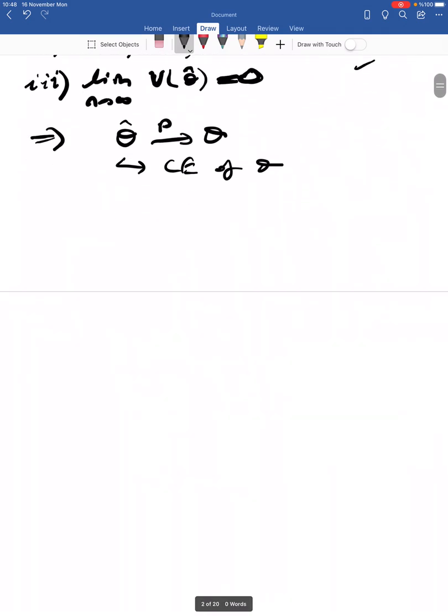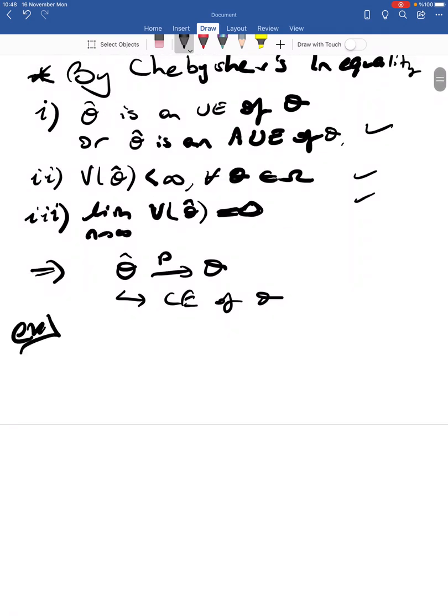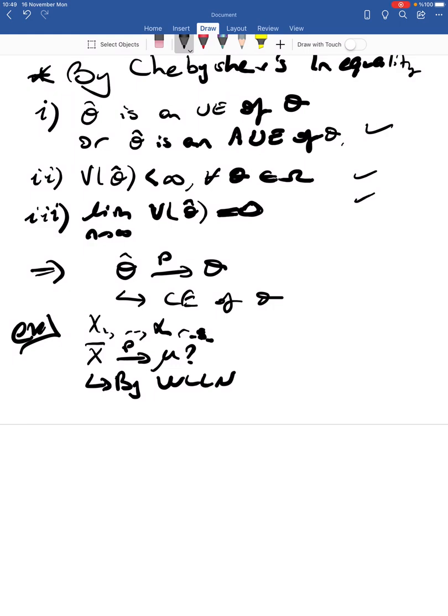Let's look at some examples. So let's say we have a random sample first. And we want to show whether the sample mean x bar is a consistent estimator for the population mean. So consider x bar. Basically, this is true by the weak law of large numbers. So by the weak law of large numbers, x bar converges in probability to mu. So this means that x bar is a consistent estimator of mu.